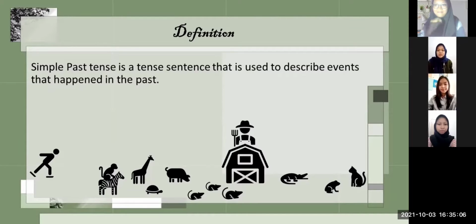Keep in mind, in the simple past tense, the verb is verb one after did. The positive form uses verb two, while the negative and question forms require did.